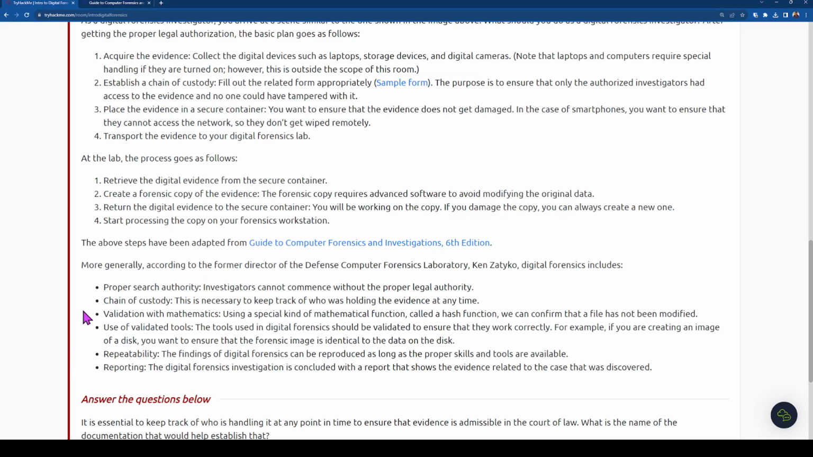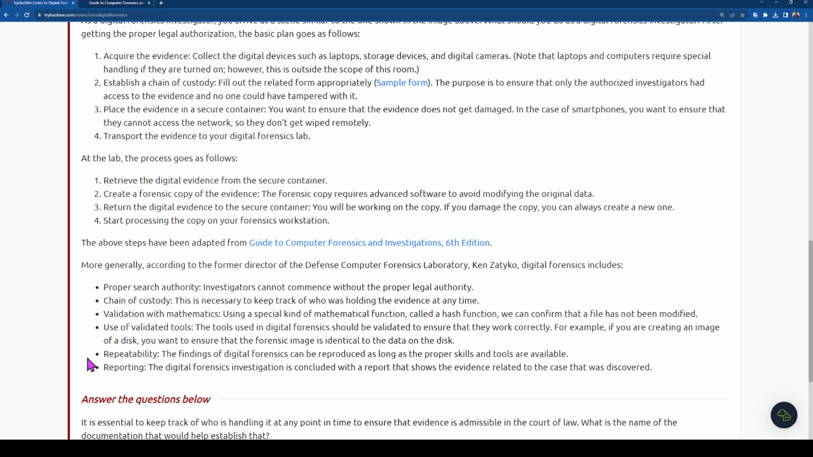Chain of custody, who has it and who has had it. Mathematical validation, using hashing to be able to verify that things are what they were when they were originally captured. Using your tools, making sure that your tools are working and that they're good. You've got all the tools that you need.